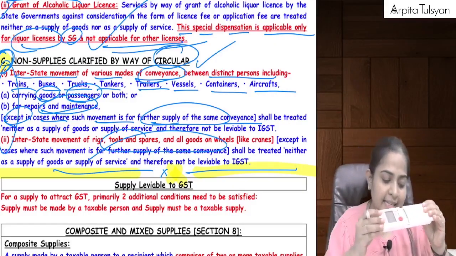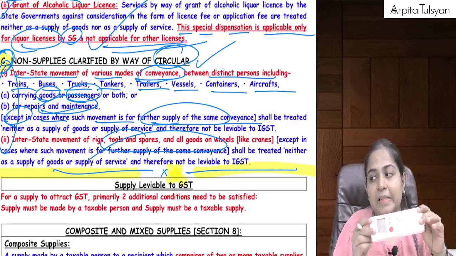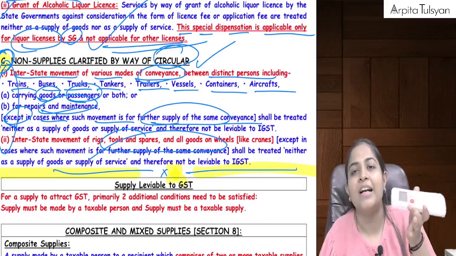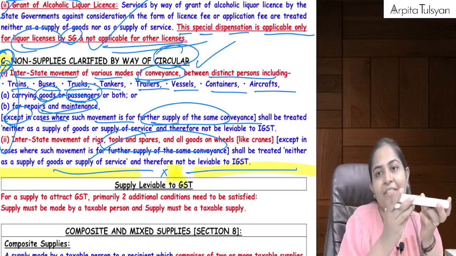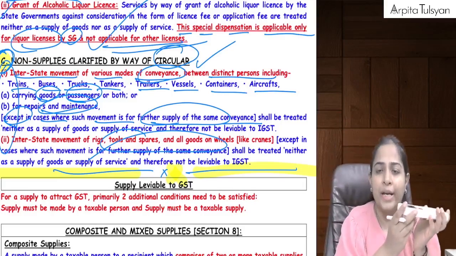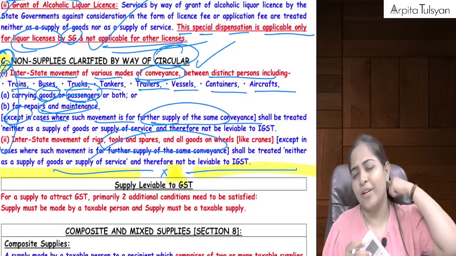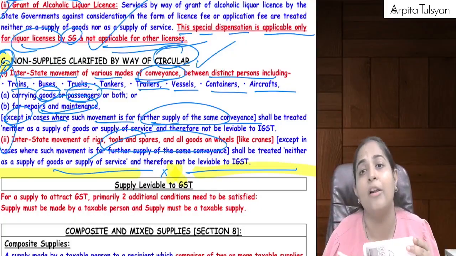Let's say there are certain tools, spare parts, tools, etc., which are kept in a conveyance, and that is just getting transported with the vehicle. Wherever the vehicle is going, the tools are also going. So are we transferring the tools? No, we are not transferring the tools. So it cannot be considered as supply of tools and it cannot be considered as supply of vehicle also.